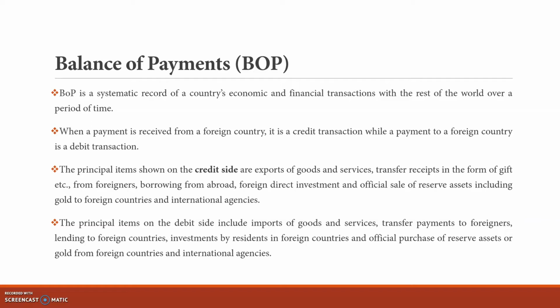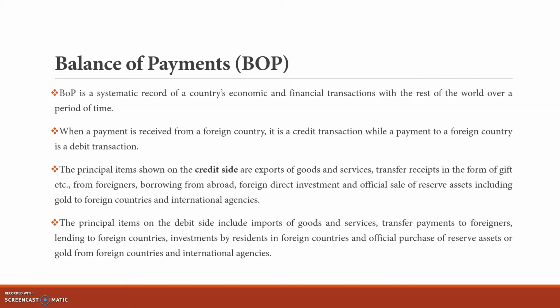Second one is transfer receipts in the form of gift. So we are getting gift from other countries, that is also included in the credit side. Transfer receipts in the form of gift from foreigners. Foreigners also pay gift to the government, not to the individuals. That also come under the credit side.